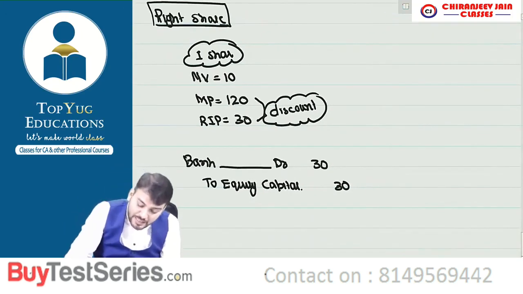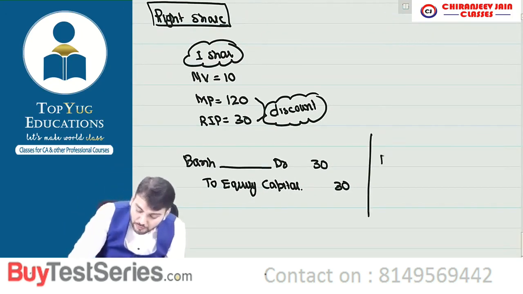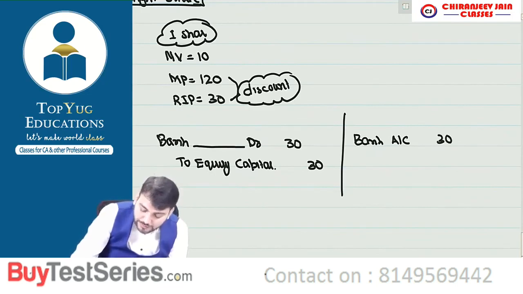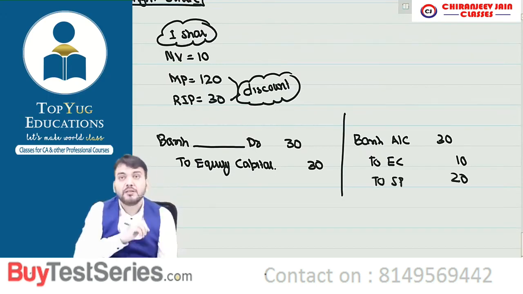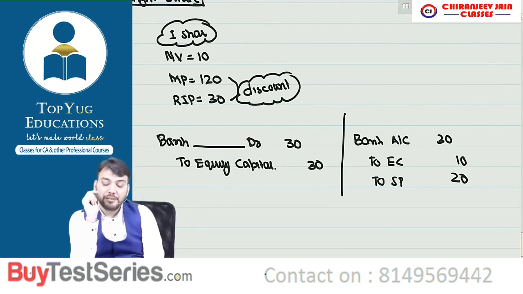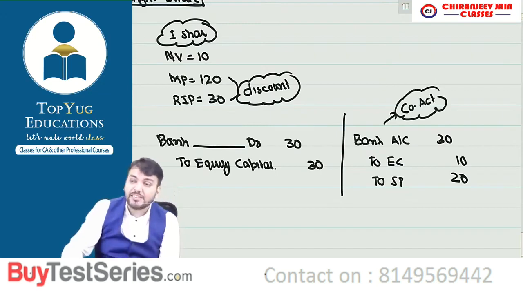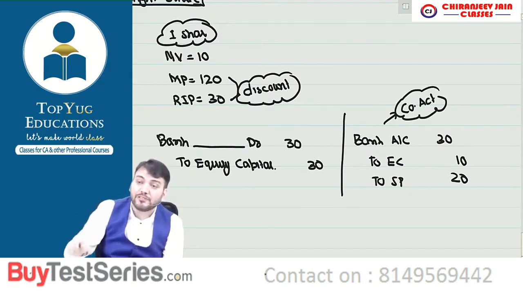But can I say, as per Companies Act, what journal entry we pass? Bank account debit 30, to equity capital 10, to securities premium 20. This is as per Companies Act. Yes or no? Can I say premium is accounted because of Companies Act?